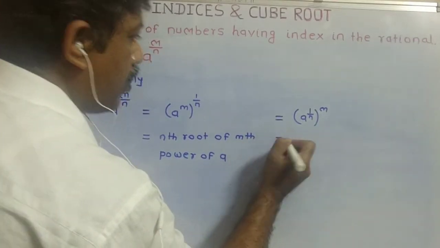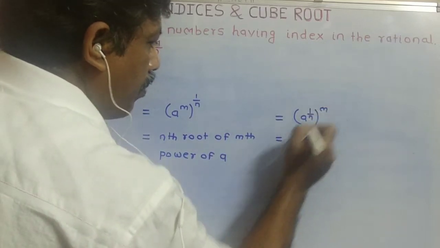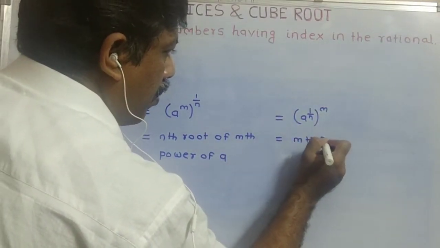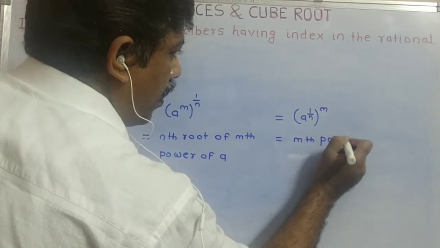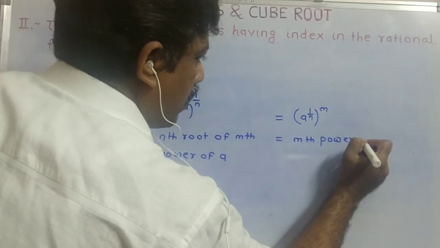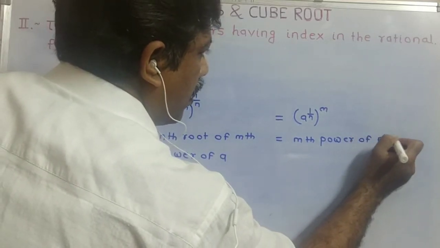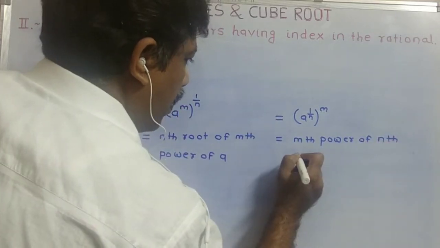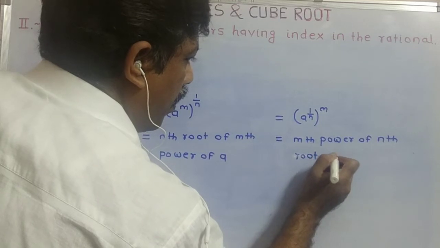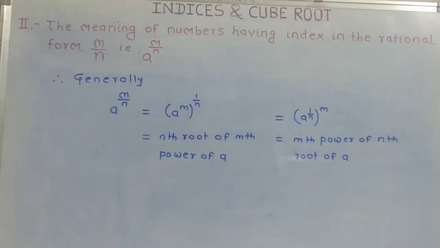In the similar manner, you can also write this. This is the m. Start from here. M power. This is 1 upon n means root of nth root of which number? That is equal to a.